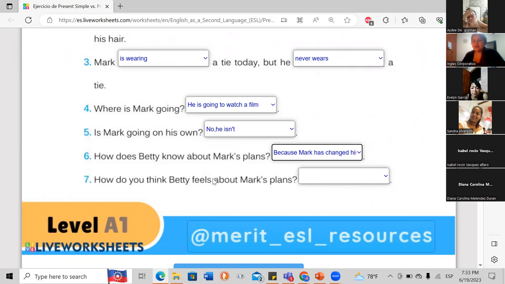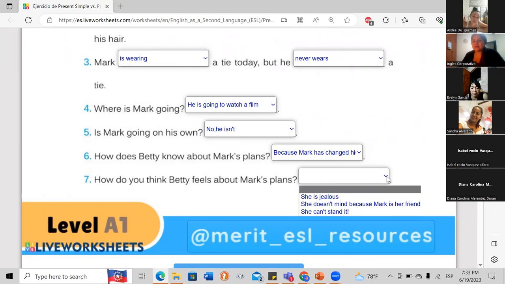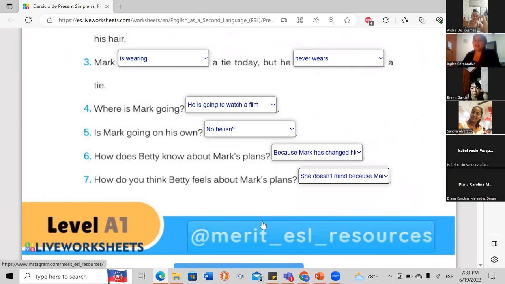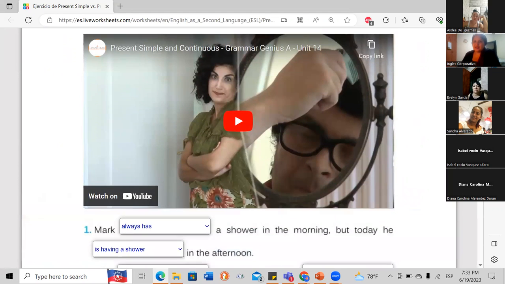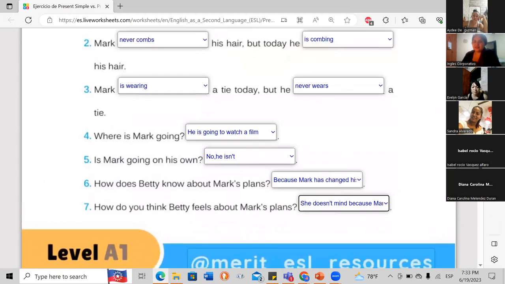How do you think Betty feels about Mark's plans? She doesn't mind because Mark is her friend. Okay, she doesn't mind because Mark is her friend. Okay, good. Well, we're going to check the answers now.